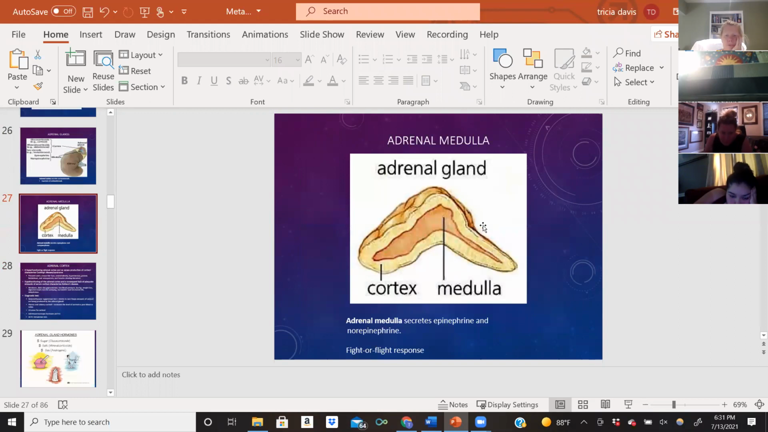Just another picture. So this middle part right here, this is your medulla, and then this outer part right here, this is the cortex.